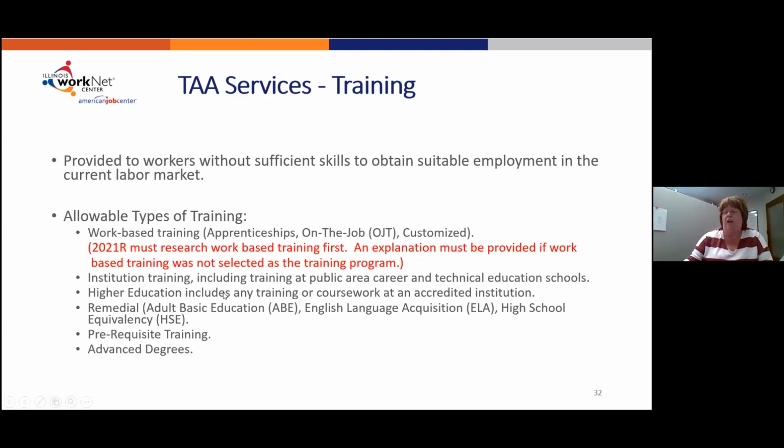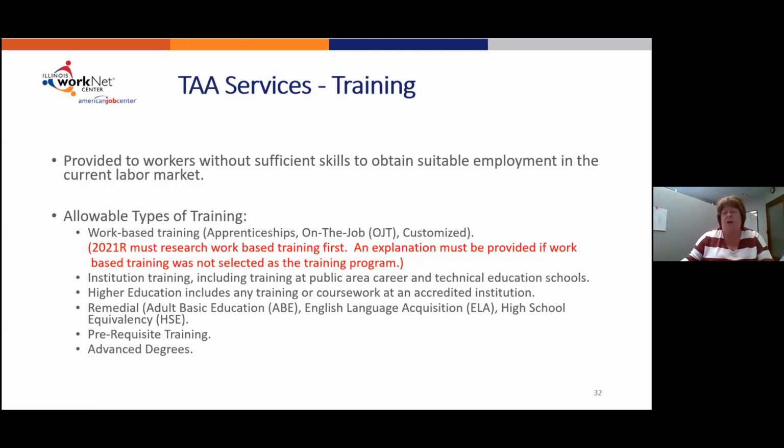There's institution training that includes training at like public area career and technical education schools, higher education, training and coursework at any accredited institution. There's remedial, adult basic education, English language acquisition, high school equivalency.